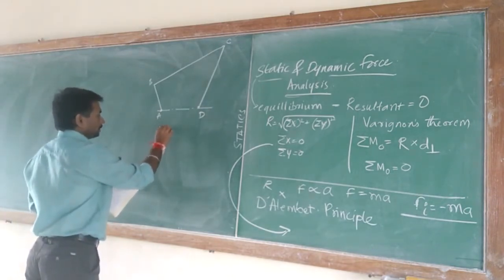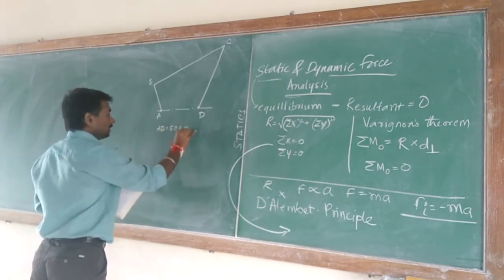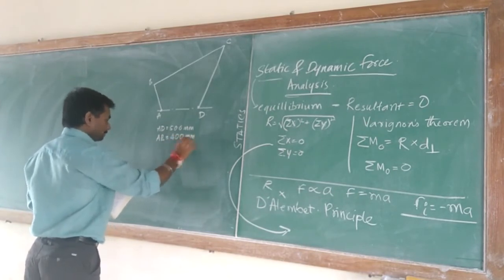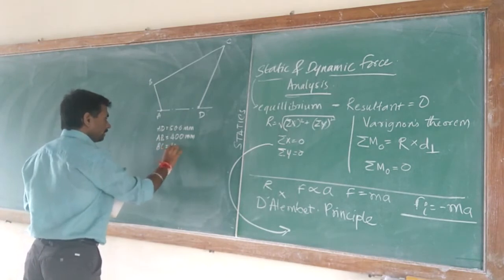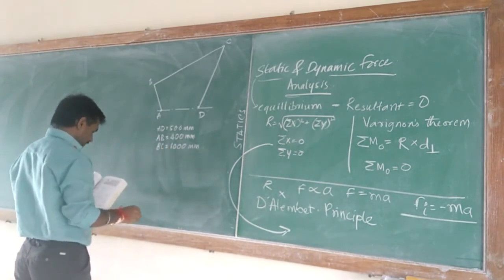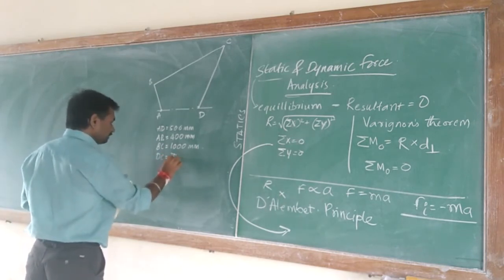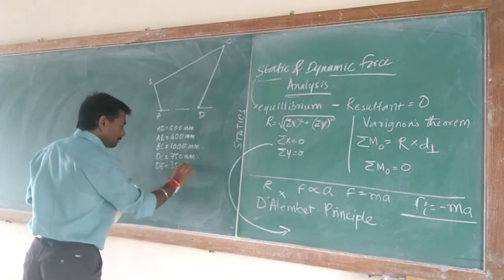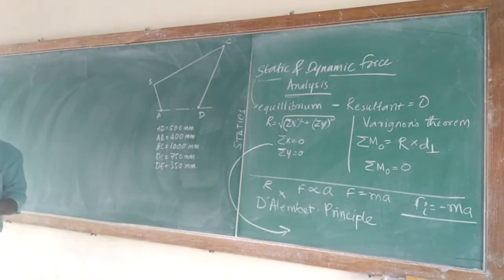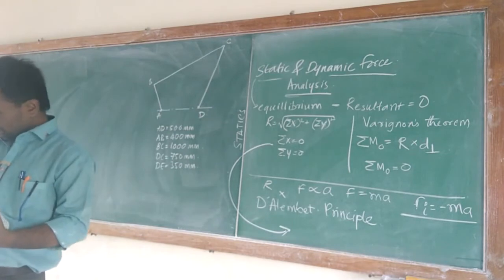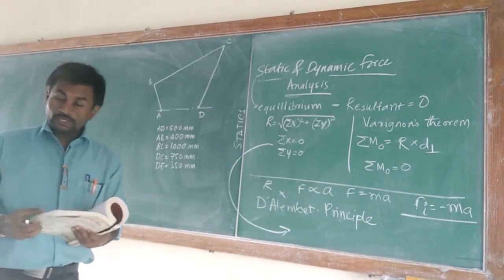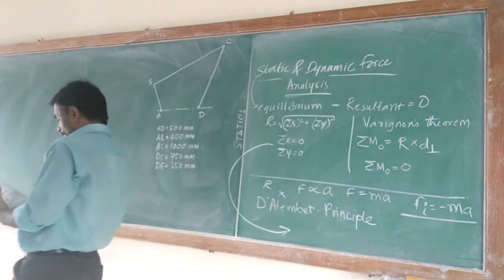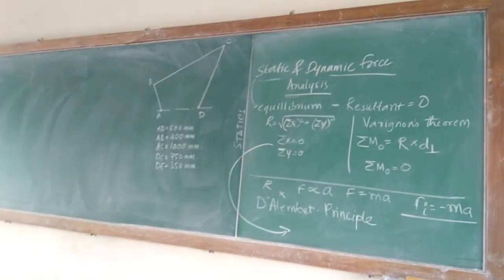As shown in the figure, AD is equal to 500 mm. AB equals 400 mm. BC equals 1000 mm. And DC equals 750 mm. And one more, that is DE. Find the input torque T on the link AB to attain static equilibrium.